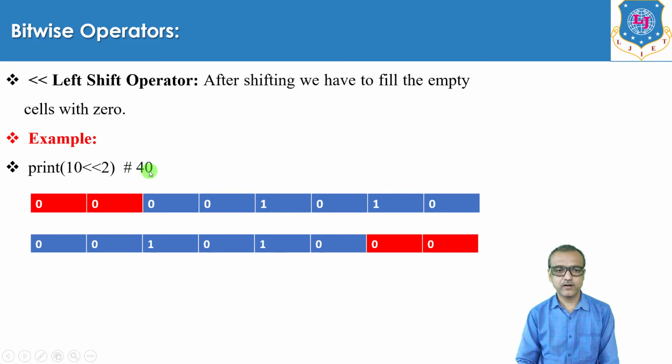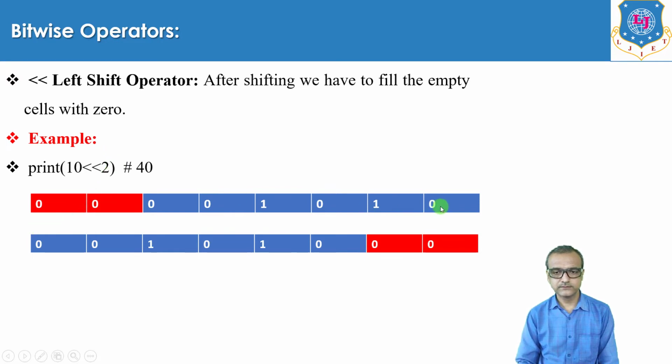So what will be the output? That is 40 in this case. How? I will make you understand. First of all, we will write down the binary equivalent of decimal 10, that is this one, 0 0 0 0 1 0 1 0. Now we have to apply the left shift operator on these bits, and we will shift these bits by 2.